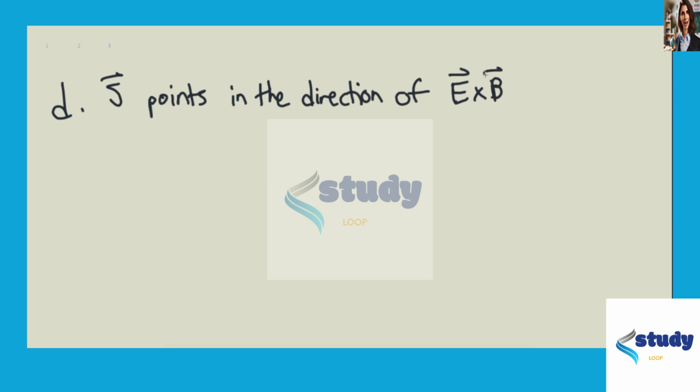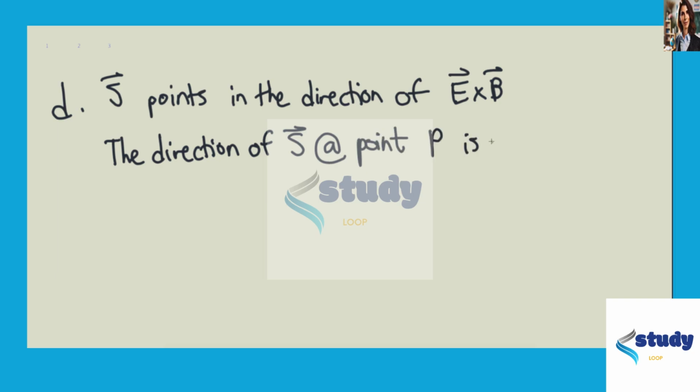For part D, we finally find that since the Poynting vector points in the direction of the cross product of the electric field and magnetic field, we're going to use the right-hand rule, and essentially the direction of the Poynting vector at point P is in the negative y direction. That would be our answer for part D.